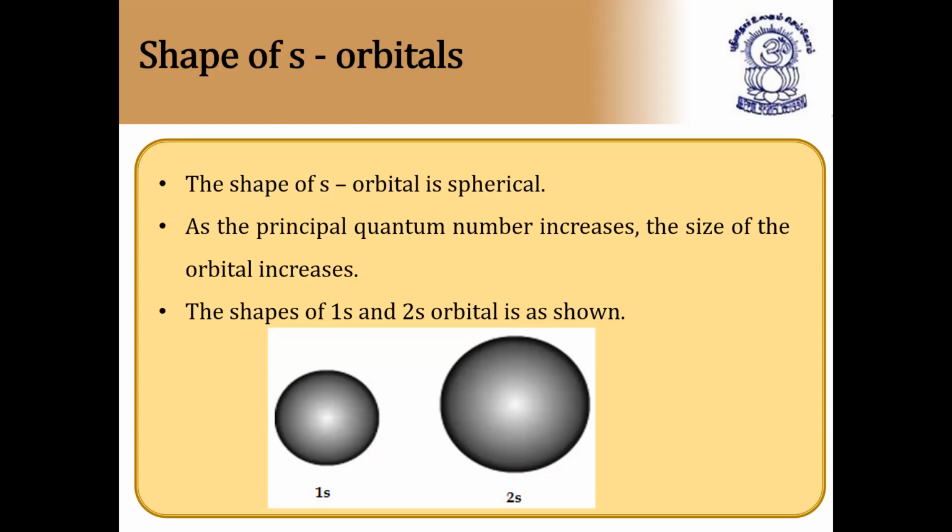The shape of the s orbital is spherical. As the principal quantum number increases, the s orbital size increases. Not the shape. The shape is the same, but the size of the orbital increases. If you see carefully, for the 1s orbital and 2s orbital, you can compare the size. So this is called the s orbital. What is the shape of the s orbital? It is spherical.